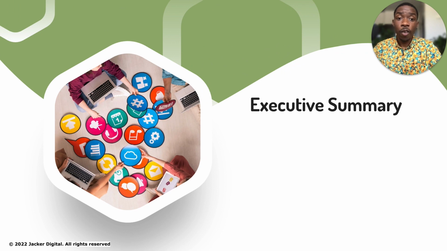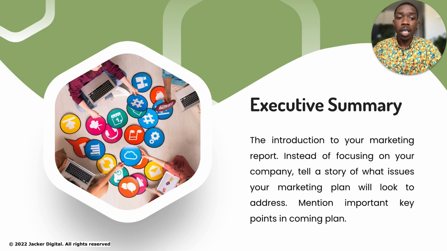Before we dive into my examples, let me go over a couple of sections that we haven't talked about yet. The first is going to be an executive summary. This is going to be the introduction into your marketing campaign report. Instead of focusing on your company or you as the owner or even diving deep into your objectives just yet, use this as a space to tell a story about what your marketing plan will address. Also, make sure you mention the important things that are going to be inside the plan. Some of your team or other people may not need every part in your marketing report, so you want to make sure that you have an executive summary that lets everyone know what you're going to be talking about. Again, focus on telling a story here. That way it'll be easier to match your objectives with some of the things inside the report.